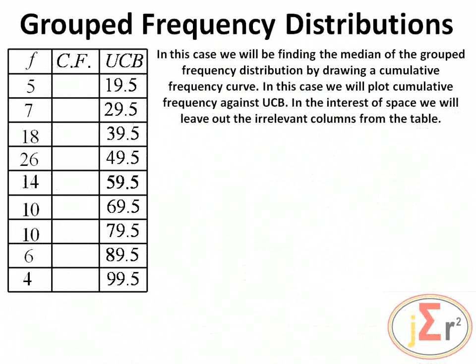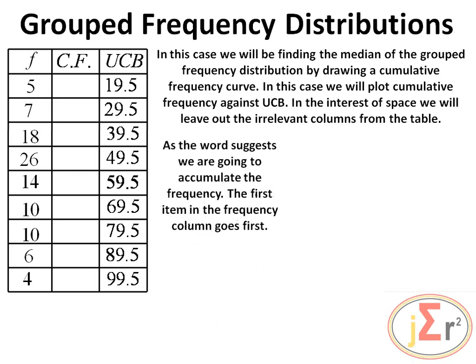In this case, we will be finding the median of the grouped frequency distribution by drawing a cumulative frequency curve. In this case, we will plot cumulative frequency against the upper class boundaries. Now we are seeing other uses of the boundaries, besides drawing a histogram. In the interest of space, we will leave out the irrelevant columns from the table. So we're not going to include all of the columns from the table. As the word suggests, we are going to accumulate the frequency. The first item in the frequency column goes first.